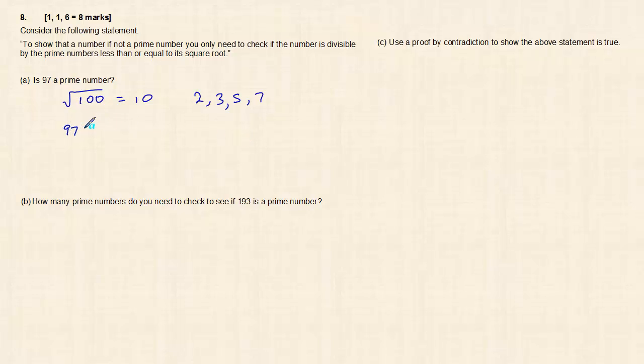So 97 is not divisible by 2. That's clear because it's an odd number. 9 add 7 is equal to 16. That's not divisible by 3. So therefore it's not divisible by 3. We can see it's not divisible by 5 because it doesn't end in a 5 or a 0. And so we just need to check 7.